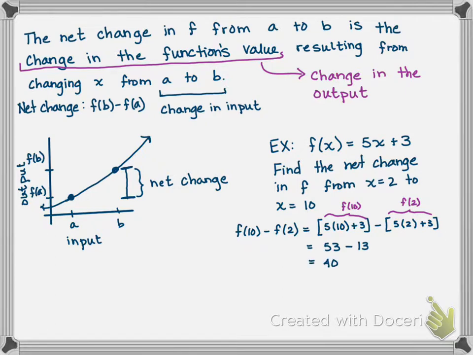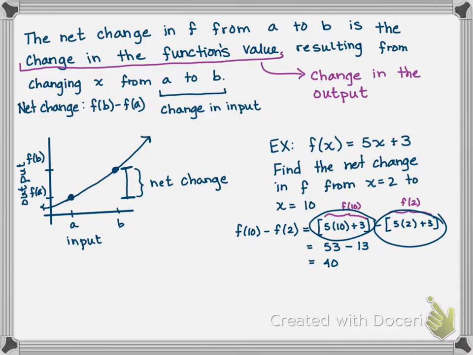So the net change in f from x equals 2 to x equals 10 is positive 40, which means that the function increases by 40 when the x value increases from 2 to 10. Notice that I couldn't do anything with the number 10 and the number 2 individually, right? f of 10 minus f of 2 isn't the same as f of 10 minus 2, so f of 8, because f of 10 represents this entire expression, and f of 2 represents this entire expression.